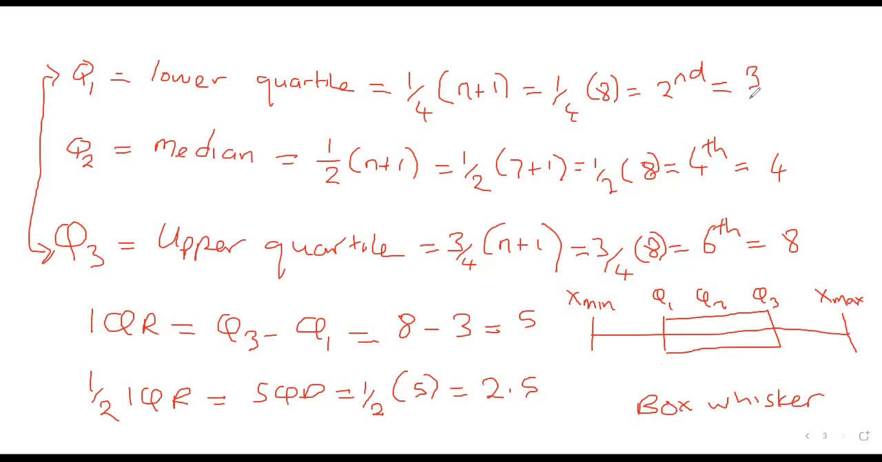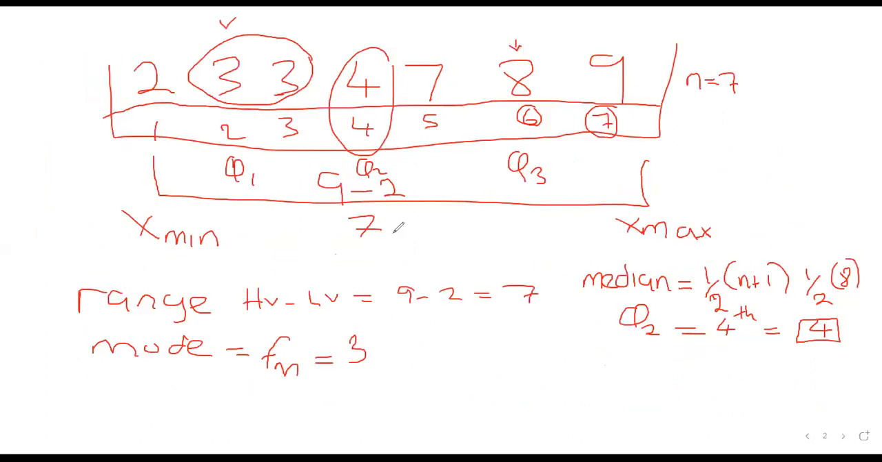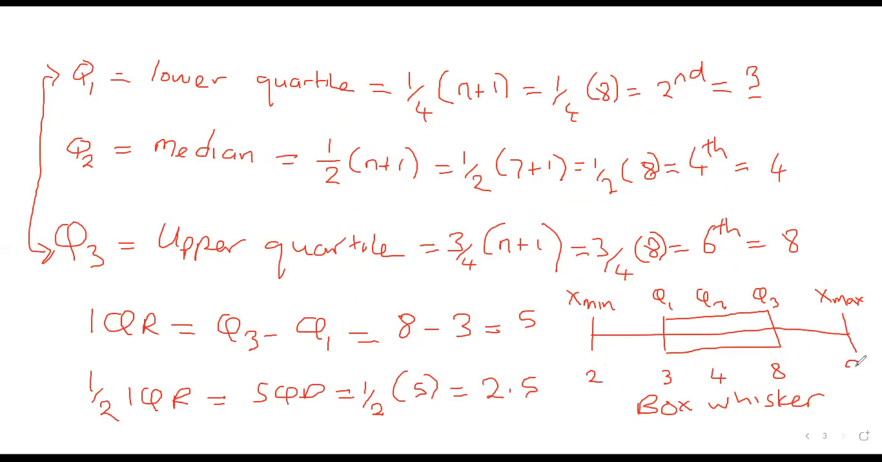So what is our Q1? 3. Q1 is 3. Our Q2? 4. Our Q3? 8. Our smallest value was what? 2. x max was what? 9. For the box whisker.